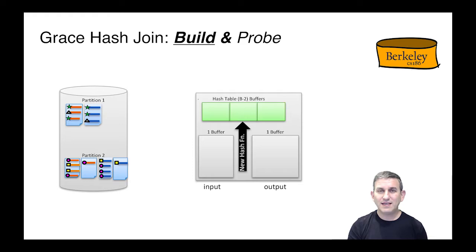And now we're going to do the second part of the Grace hash join, which is the build and probe phase. And so we're going to build on relation R. And so we read a page of relation R from partition 1 into memory, and we construct a hash table out of it.